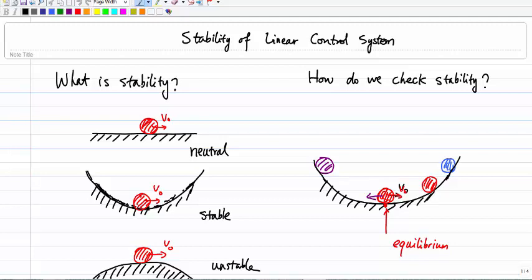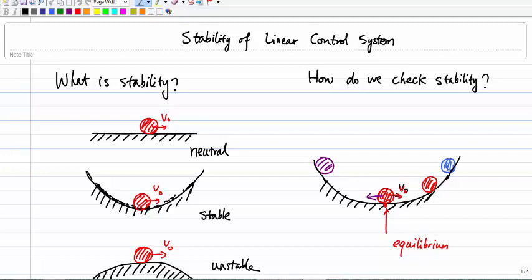In this video, I'm going to talk about the stability of a linear control system. This is a continuation of our discussion on the analysis of control systems. Previously we talked about how, if I give a control system and I give input, I figure out the output, and also how we figure out the control performance given the control input and given the control system.